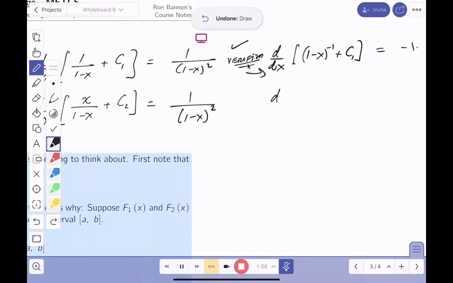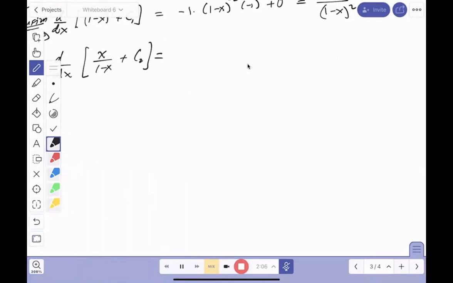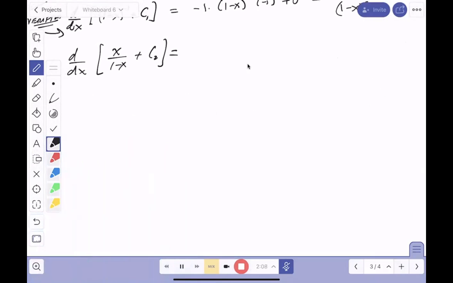Let's verify this one. The derivative of x over 1 minus x plus c2. That's student number 2, by the way. Let's take a look at this. A little more complicated, isn't it? So I've got to square the bottom. Bring the bottom to the top. The bottom times the derivative of the top, which is 1, minus the top times the derivative of the bottom, which is minus 1. The derivative of c is 0.